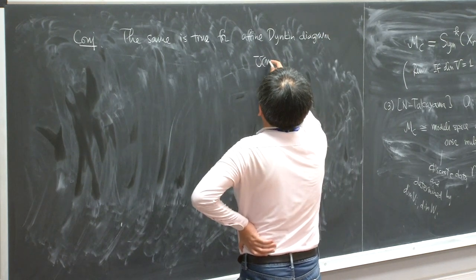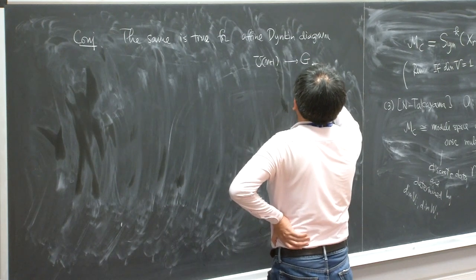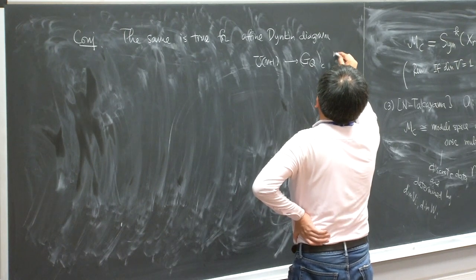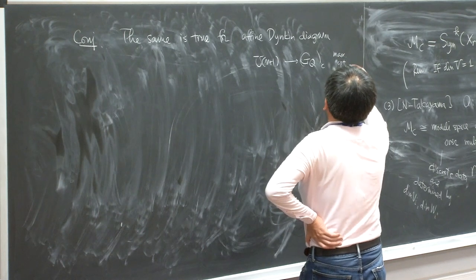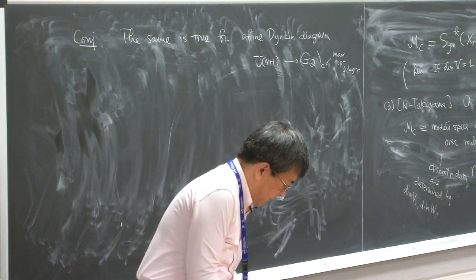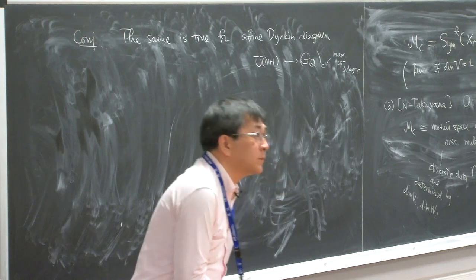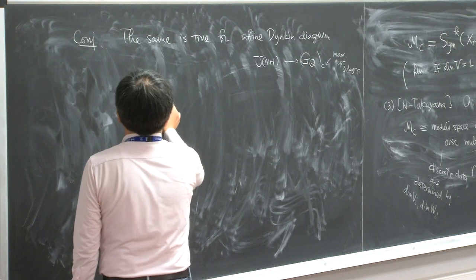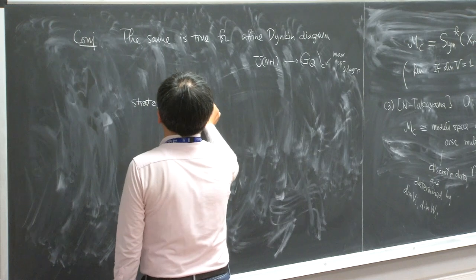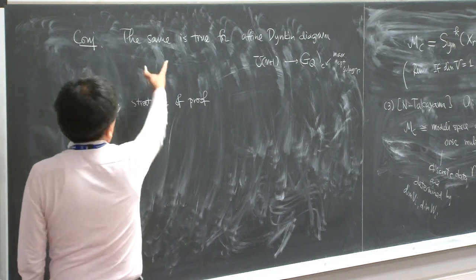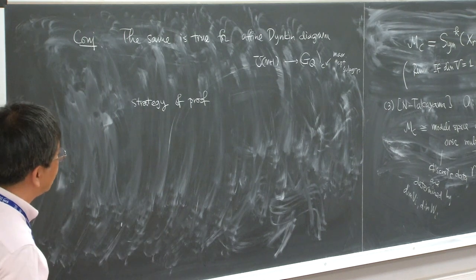So you just replace U_N plus H_1 into G of Q, and it's compact, maximal compact. I don't explain how the proof goes; I will just briefly mention how the proof goes, and why we have difficulty to generalize this result from affine type A to other types.